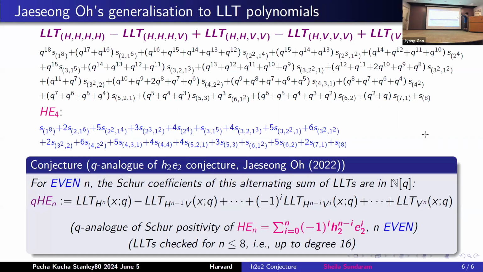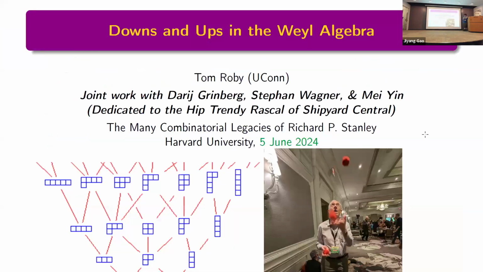So this is the case when n equals 4. Again, if you put q equals 1, you'll get my conjecture. And so the q-analog of the conjecture is that if n is even, this alternating sum of LLT polynomials is Schur positive with coefficients that are themselves polynomials in q that are positive.